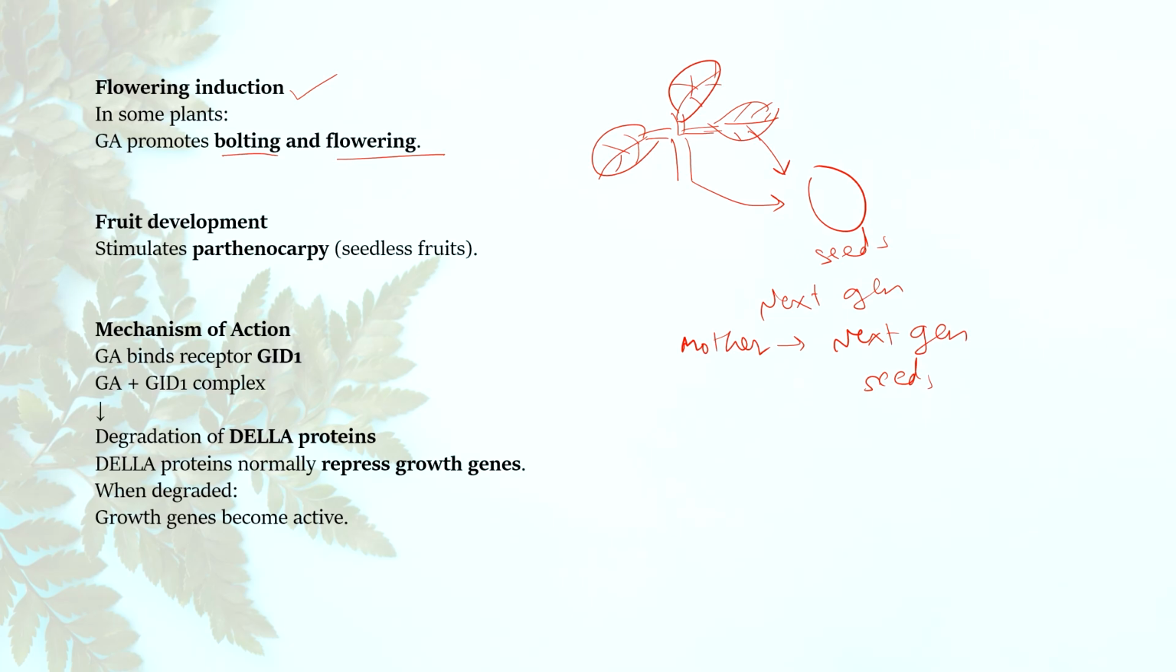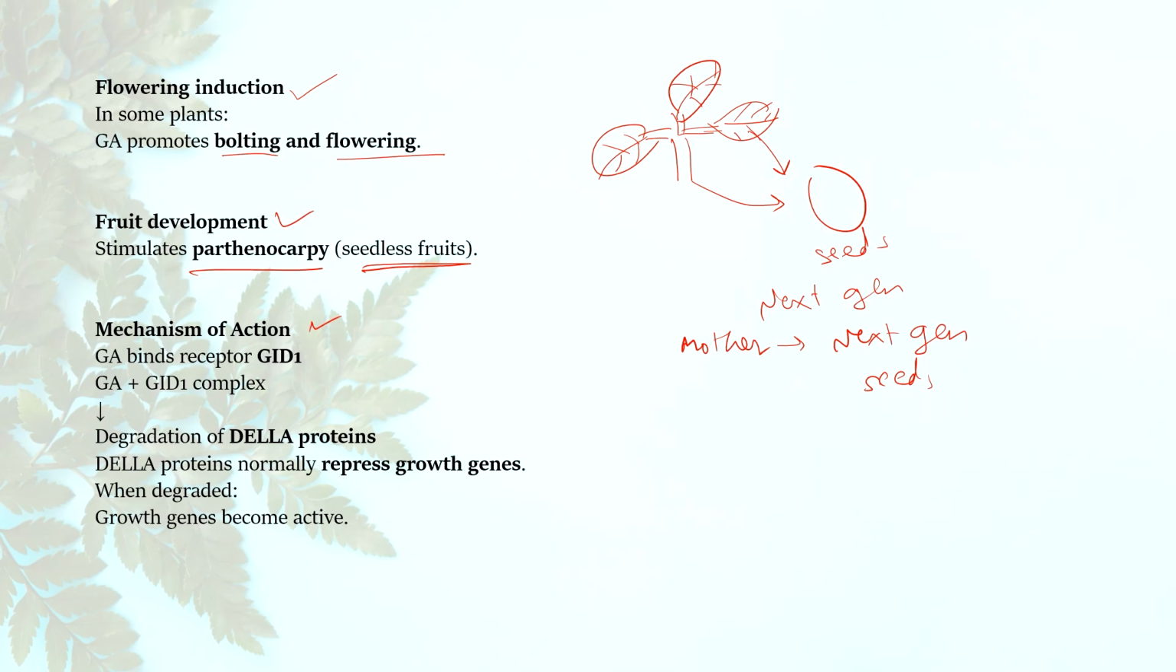The next function of gibberellic acid is fruit development. It stimulates parthenocarpy, that means seedless fruits. If there is more gibberellic acid, then there will be no seeds. The next topic is the mechanism of action.